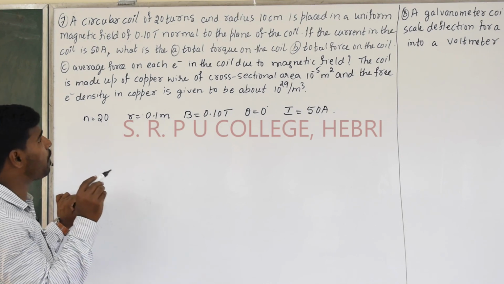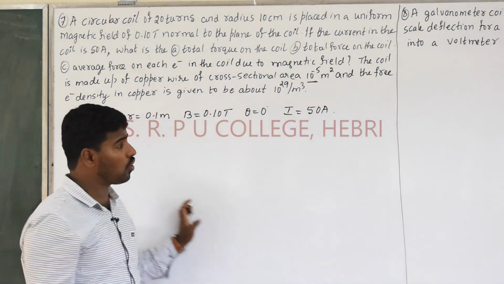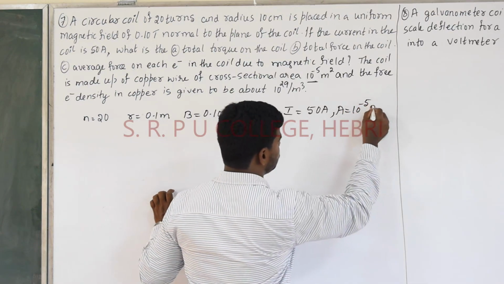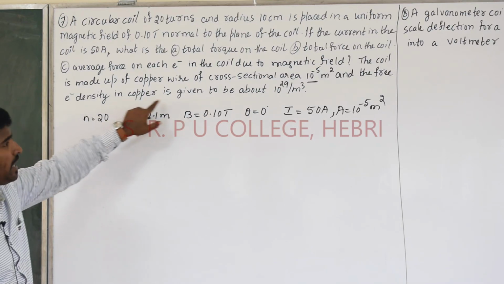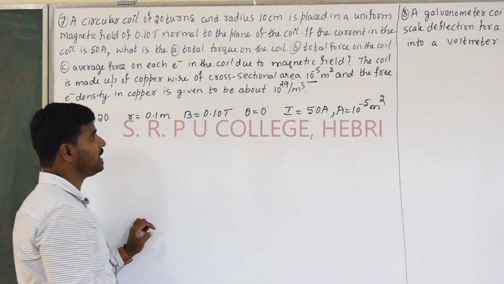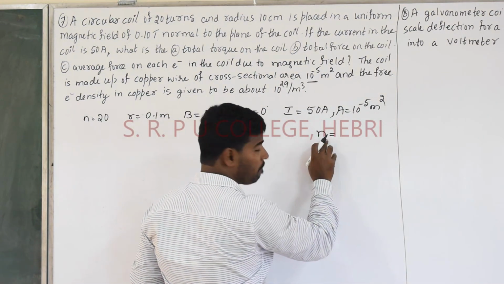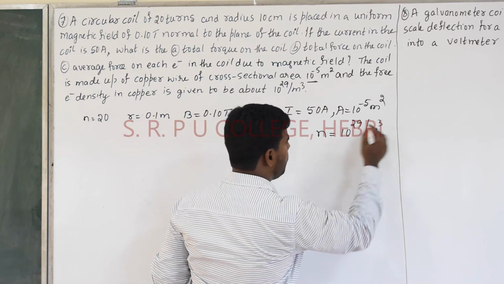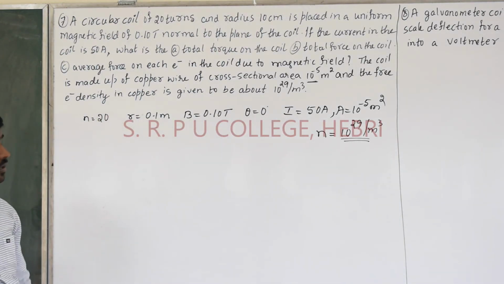The coil is made up of copper wire of cross-sectional area 10 raised to the power minus 5 meter square. Cross-sectional area means area is equal to 10 raised to the power minus 5 meter square. Along with that, the free electron density in copper is given as 10 raised to the power 29 per meter cube. Free electron density is expressed by number of electrons per unit volume. Is it clear? Therefore, N is equal to 10 raised to the power 29 per meter cube.